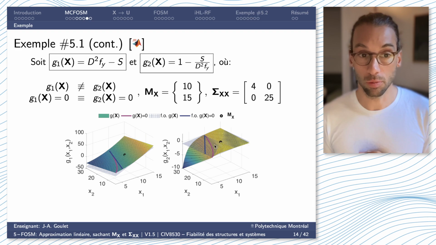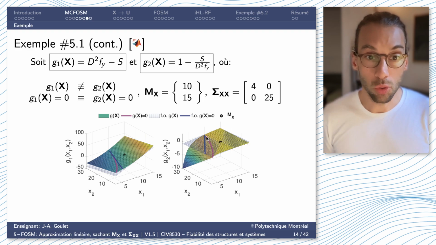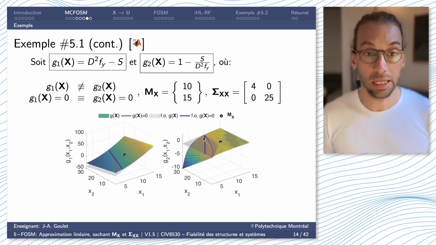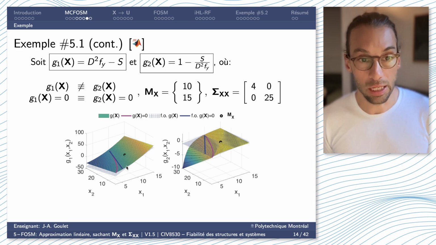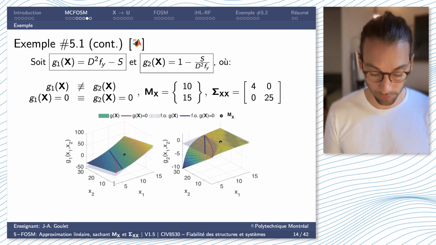In this case, you can see that even if the purple line, which is the limit state surface, is the same in both cases, the blue one, which represents the linearized limit state surface, is different in both cases. So you see that the part that is on the left here represents the failure domain. In this case, we're going to overestimate the probability of failure. In this case, we're going to underestimate the probability of failure compared to the true limit state surface.